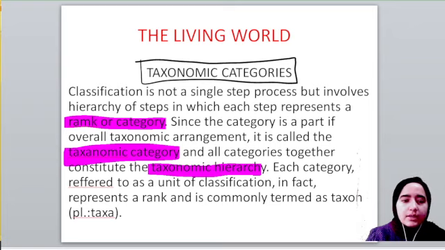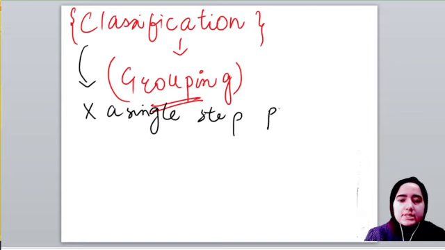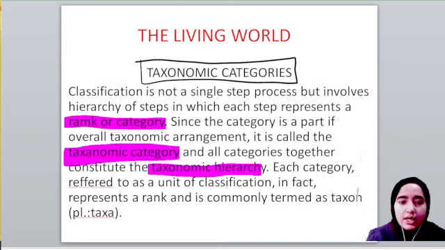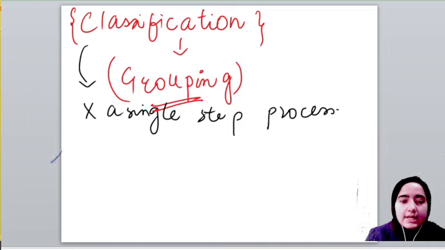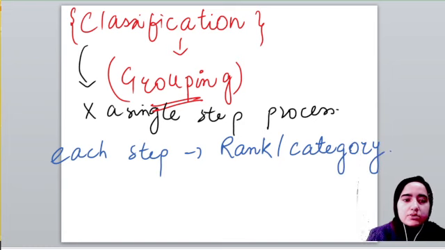Don't get confused. I am saying classification is not a single step process. It includes so many steps, and each step is known as rank or category. Since the category is part of overall taxonomy, that's why we call this a taxonomic category.